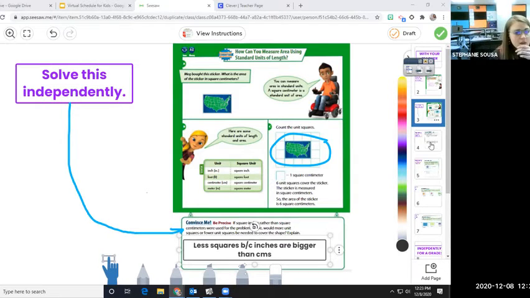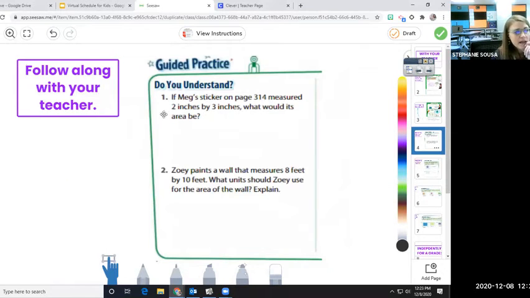All right, let's look at slide 4. Slide 4 says, follow along with your teacher. There we go, Leah. Now I'm on my game. Follow along with your teacher. Do you understand? We're going to check if you understand, and then you will get ready to move on to work on the next portions coming up in breakout rooms. If Meg's sticker on page 314 measured 2 inches by 3 inches, what would its area be?